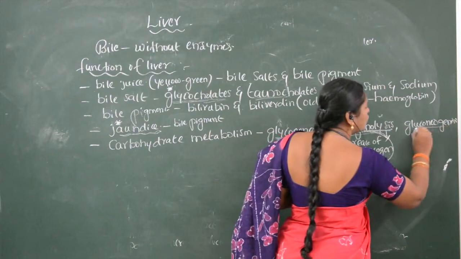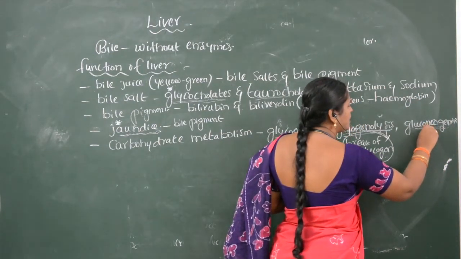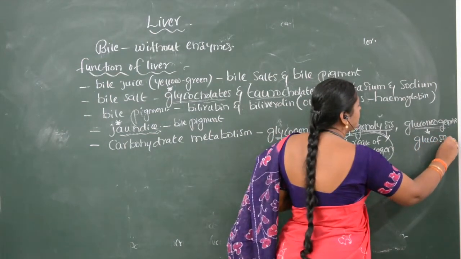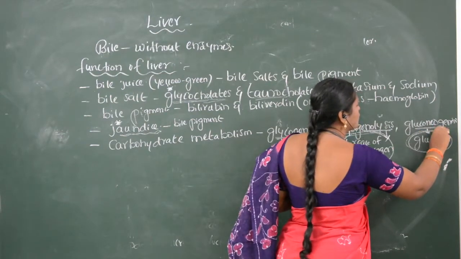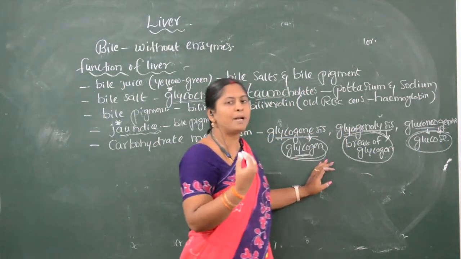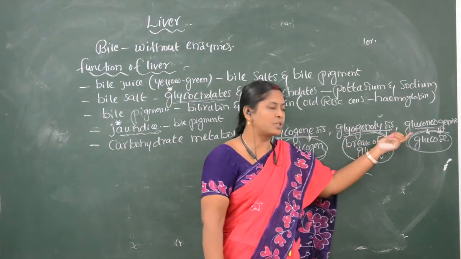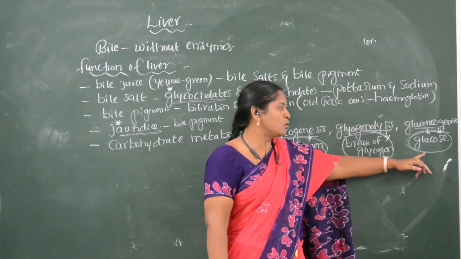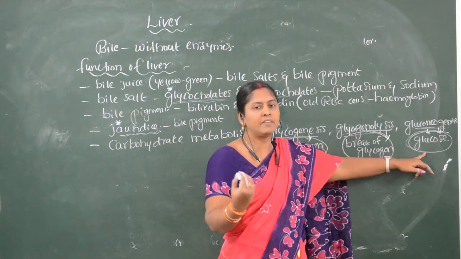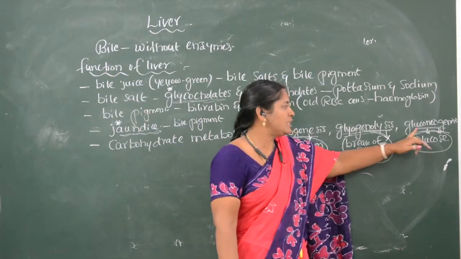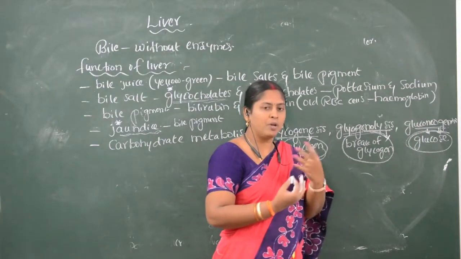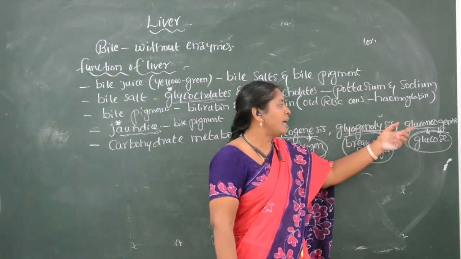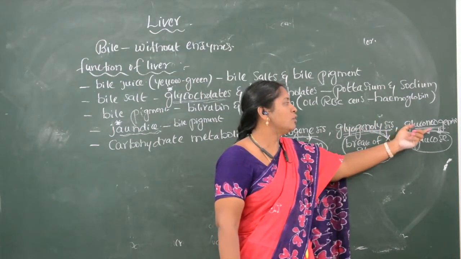Another one is gluconeogenesis. Gluconeogenesis is producing glucose. How does the production of glucose occur? It occurs because of metabolic activities. Different kinds of sugars present in the body are converted into glucose, because only glucose is the energy-giving substance for metabolic activities. So the liver carries out different kinds of metabolic activities that produce glucose, and this is called gluconeogenesis.